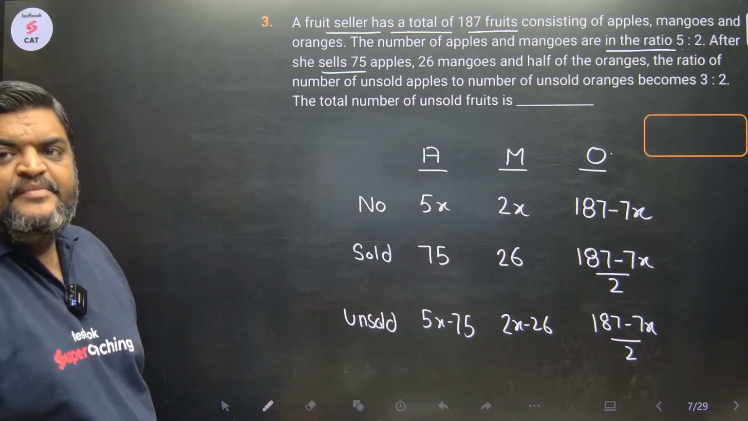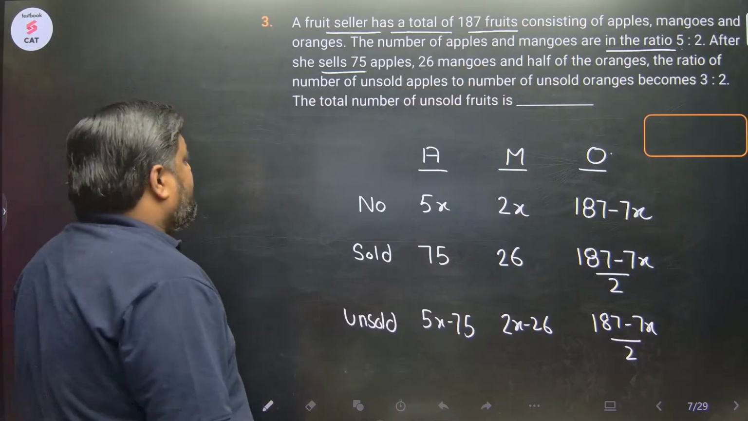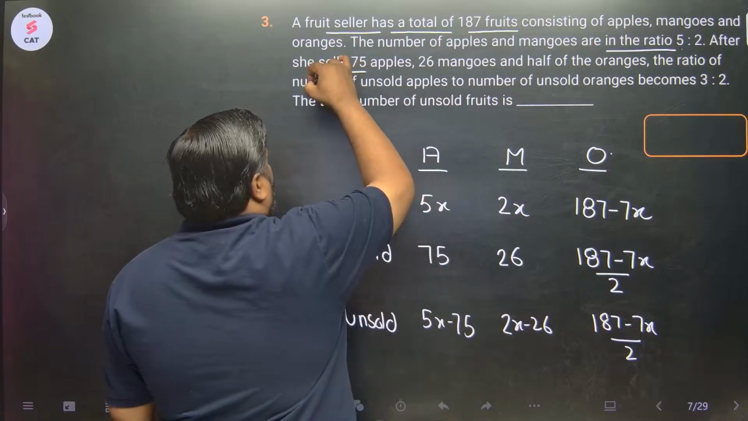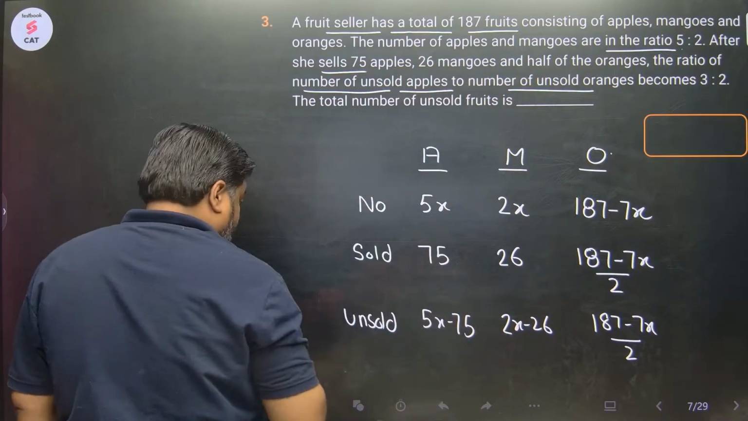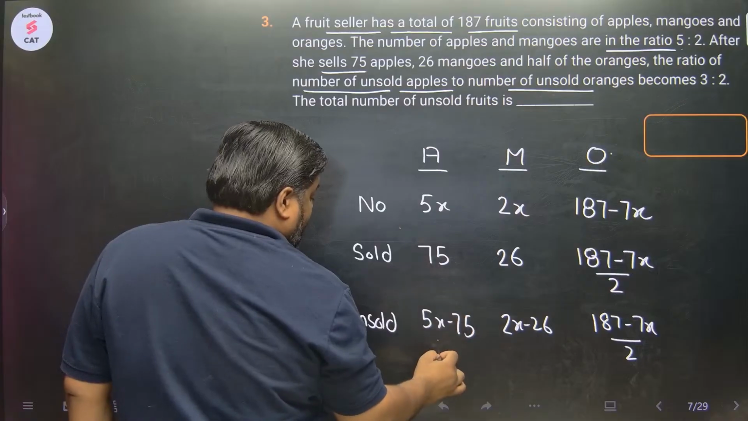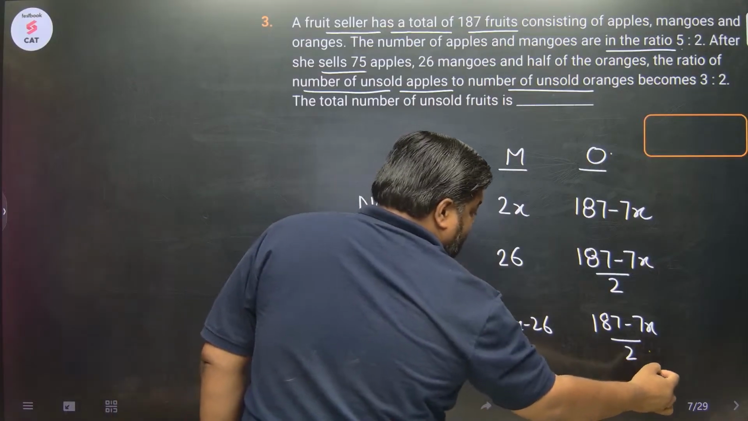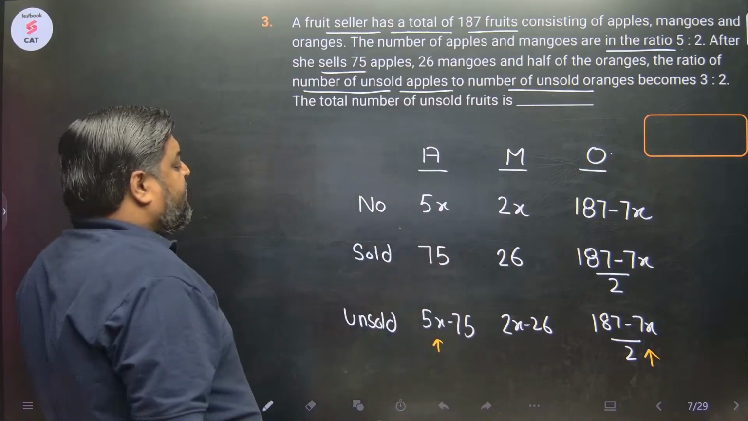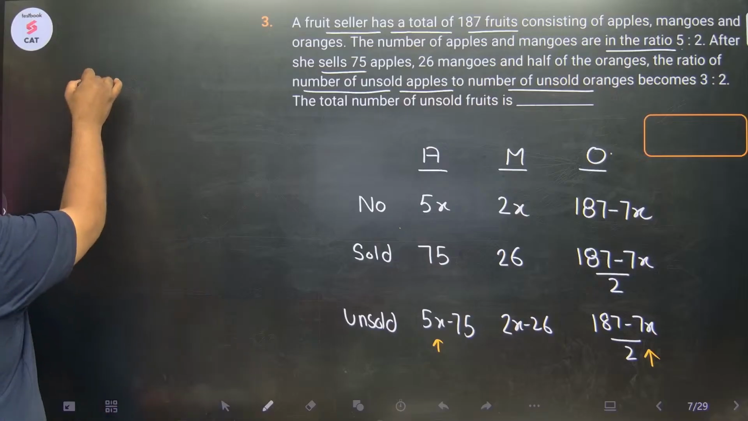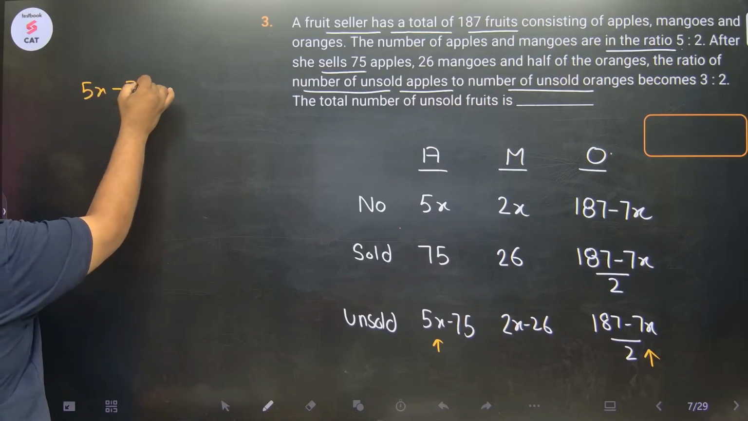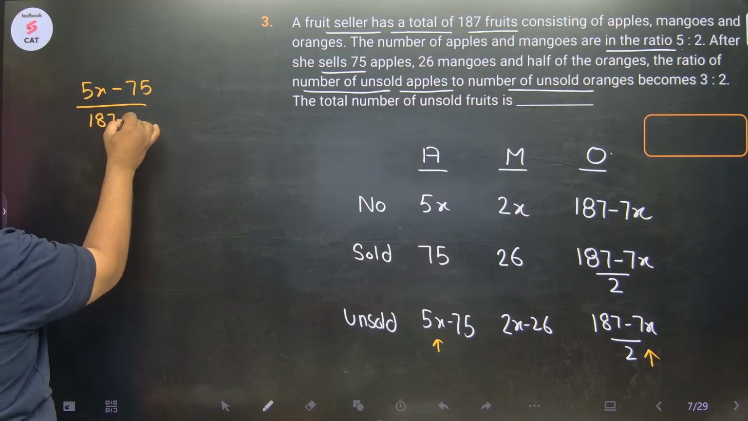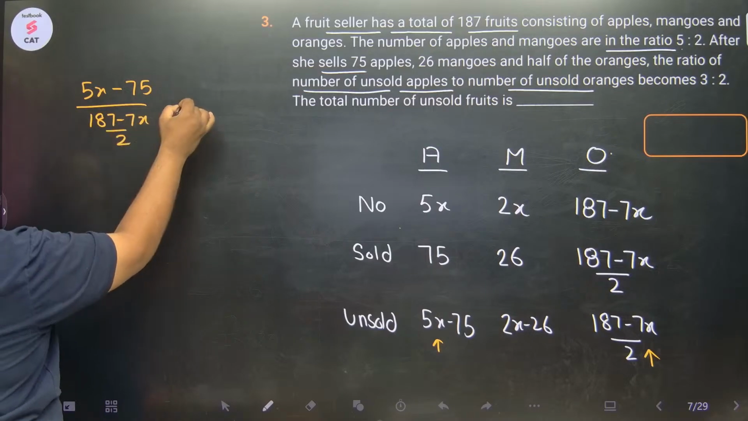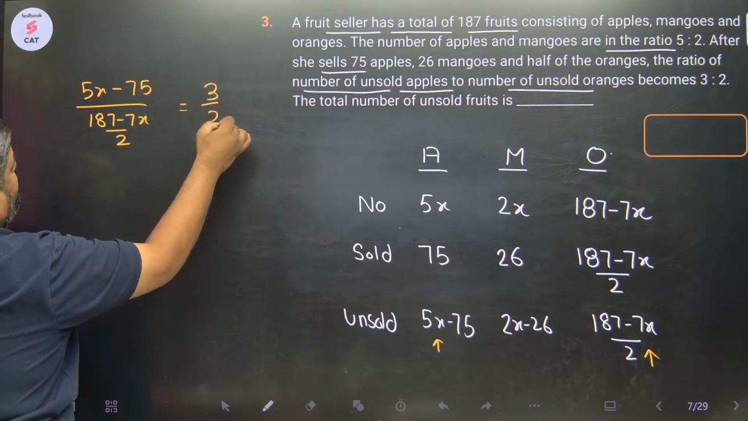Question में क्या given है? Question says that the ratio of number of unsold apples to number of unsold oranges, this and this, are in the ratio 3:2. So we have to solve this equation. (5x minus 75) upon (187 minus 7x)/2. This is in the ratio 3:2.